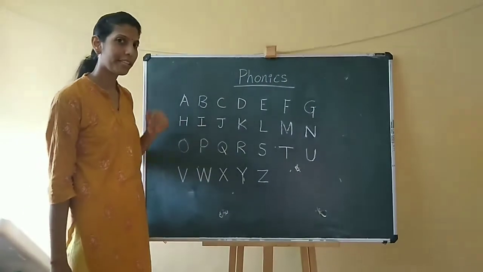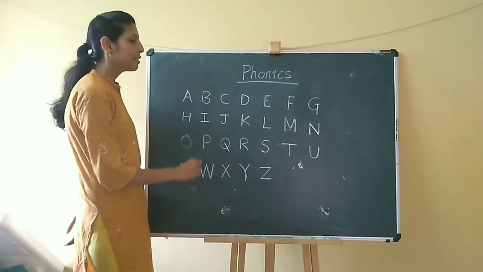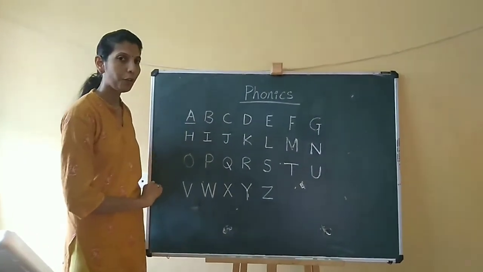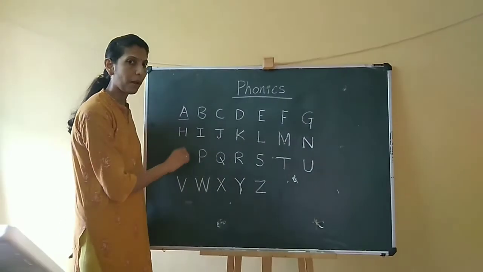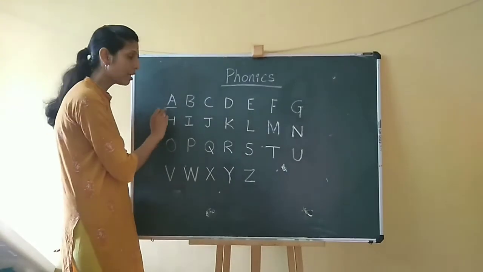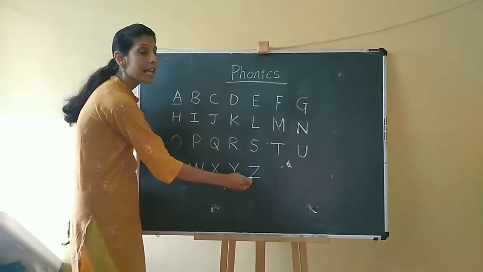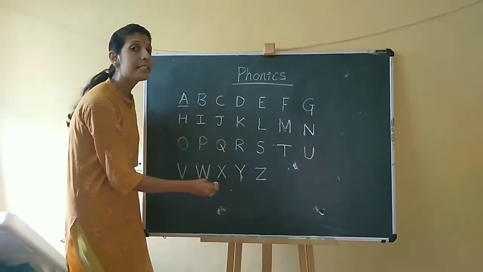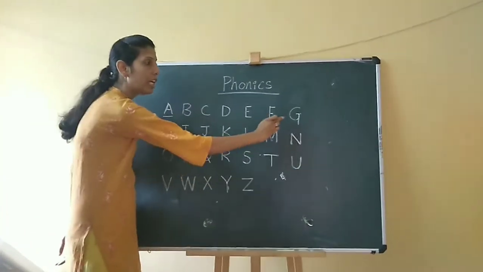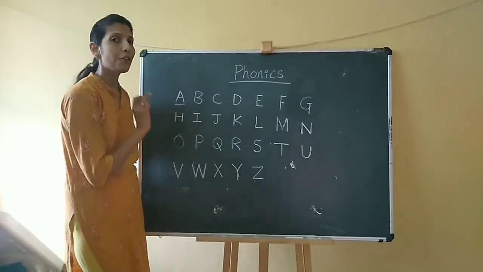Welcome to Phonics class. In previous class, you learned the sound of letter A. I told you that in the English alphabet, we have 26 letters. How many letters? 26 letters from A to Z. Z is also called Zed. So, how many letters do we have in the English alphabet? Total 26 letters, and each letter has its unique sound.